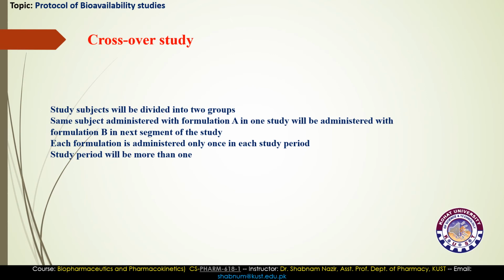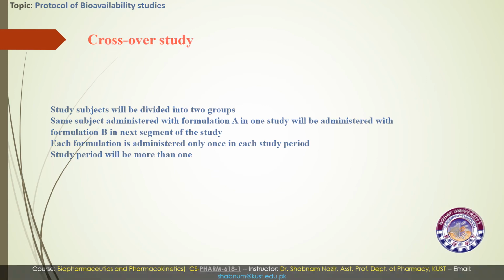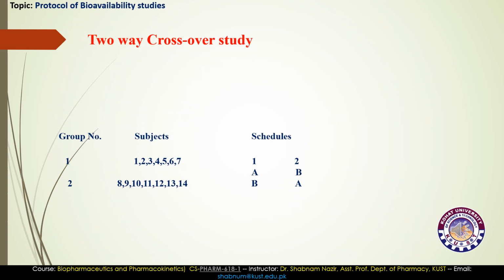So the study period will be more than one. Suppose there are two formulations, then the study will take place in two segments. If there are three formulations, the study will be completed in three segments, and so on. Now on the slide, you can see that 14 subjects have been divided into two groups, each carrying an equal number of subjects. There are two formulations, and group 1 is administered formulation A in the first schedule of the study, while the second group is administered formulation B in the first segment of the study.